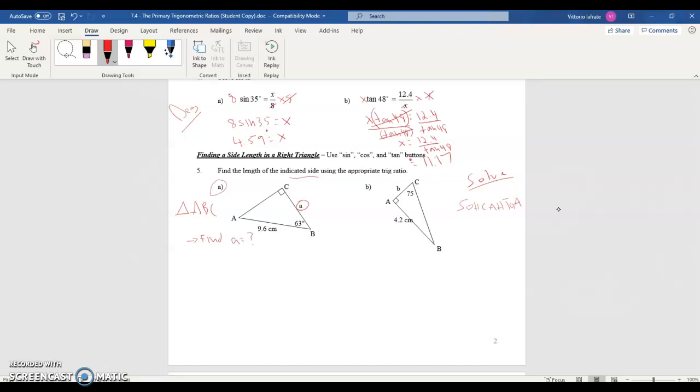And the reason I know it's a side is because it's a lowercase letter as well. And notice that it's opposite of angle A. And so we want to use the appropriate trig ratio to do that. The first thing I want you to notice as well is that this is a right angle triangle, so we can use those trig ratios.